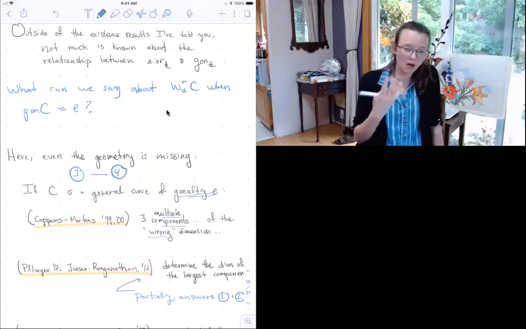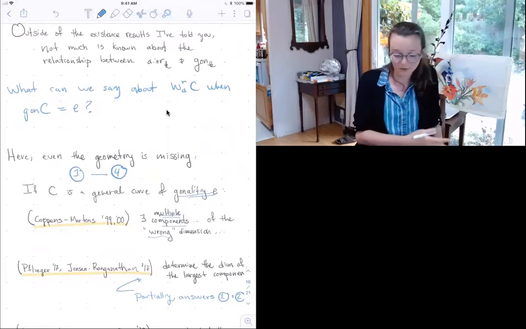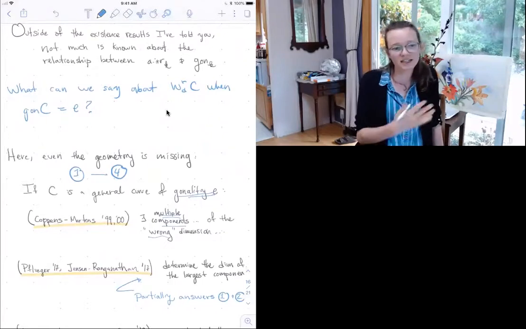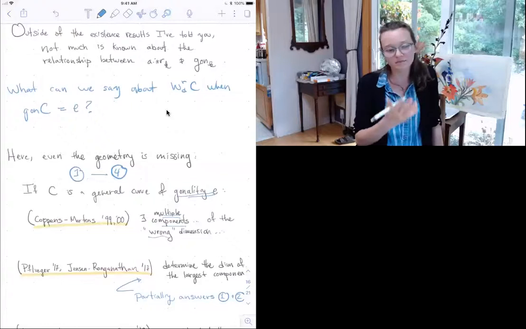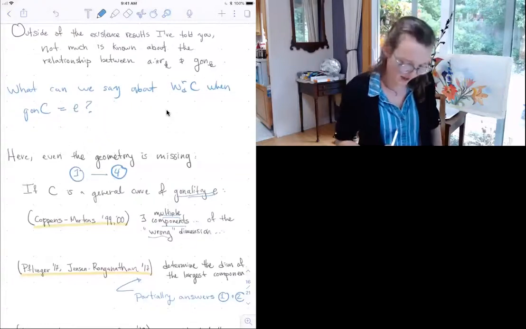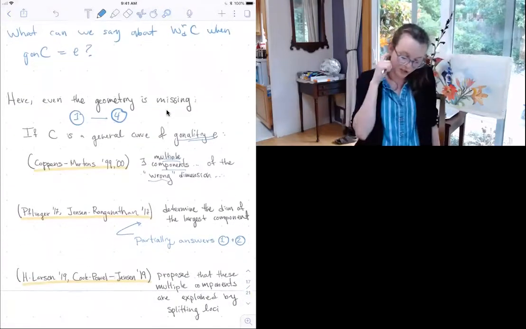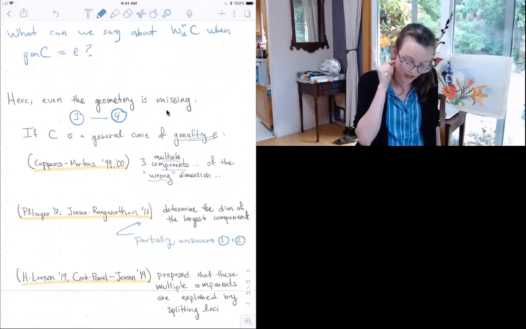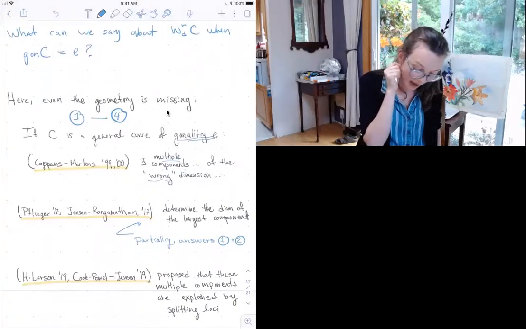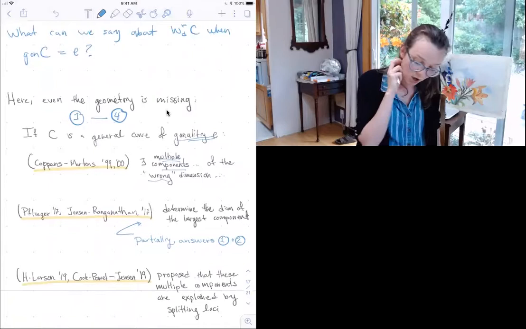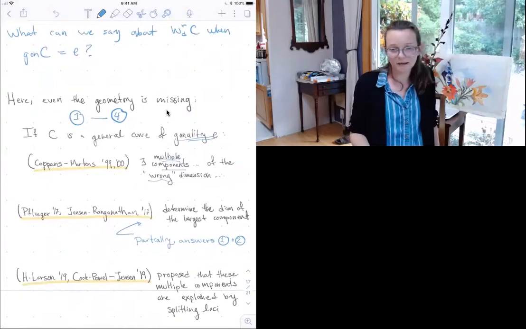So this does partially answer questions 1 and 2. It says when it's not empty and what the dimension is, but it's slightly unsatisfying because we can't say what the dimension is of the other components, and we don't really have an explanation for them. So then last year, it was proposed independently by Hannah Larson, my collaborator, and Cook, Powell, and Jensen, that these multiple components are explained by splitting loci.